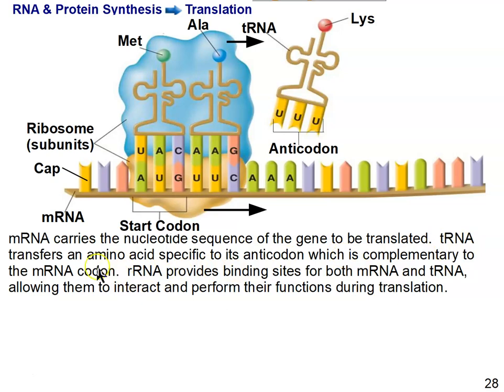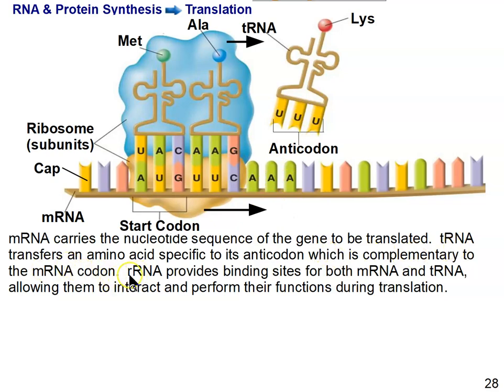So transfer RNA transfers an amino acid specific to its anticodon. Each transfer RNA has an anticodon, and the amino acid that it's carrying is specific to that anticodon, which matches up with a specific codon, which is complementary to the messenger RNA codon.